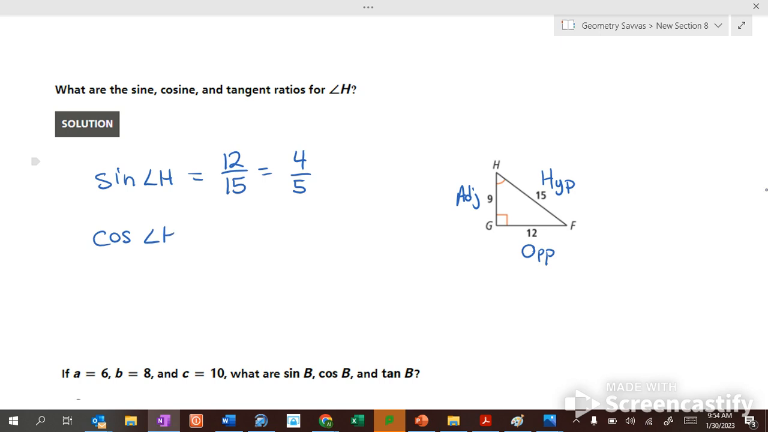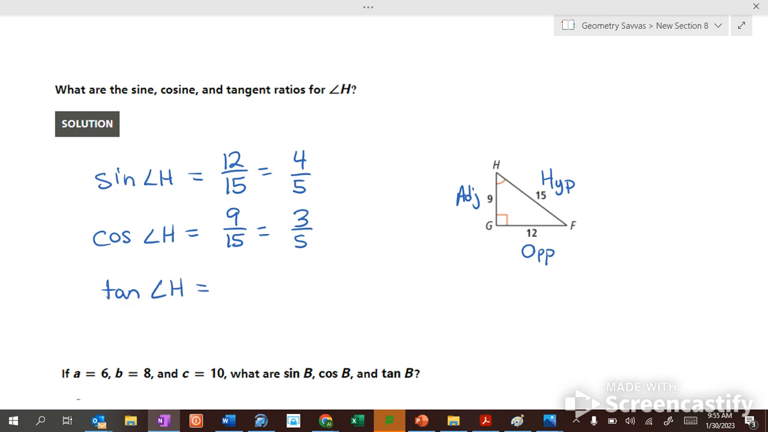The cosine of angle H. What is the cosine of angle H? Well, that's the adjacent over the hypotenuse, which is what over what? 9 over 15, which equals 3/5.